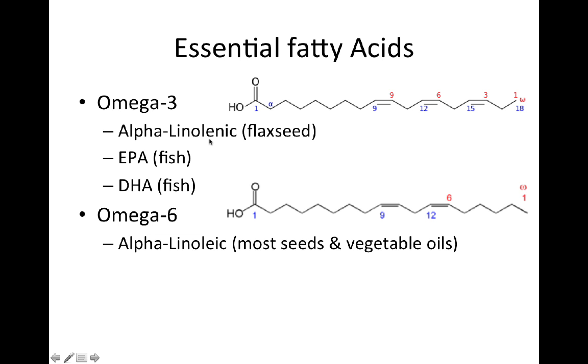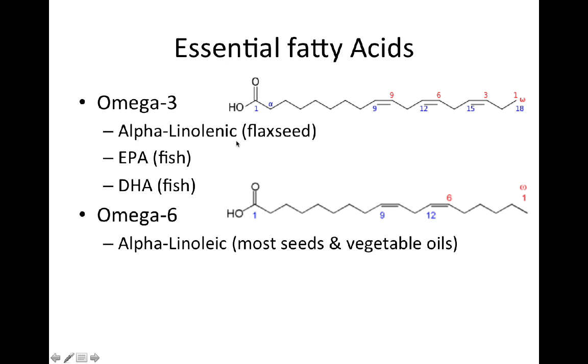So alpha-linolenic acid, you'll find this in flax seeds and walnuts, other things as well, but it's an omega-3 fatty acid that's essential, meaning our body can't make it. Omega-6 you'll find in most vegetable oils, most seeds. Again, our body can't make these. Our body balances these 2, one of them being pro-inflammatory, the other being anti-inflammatory. They have a lot of other functions as well.